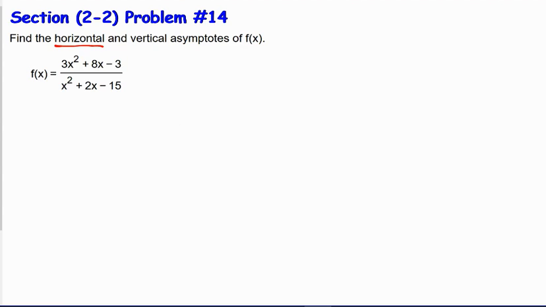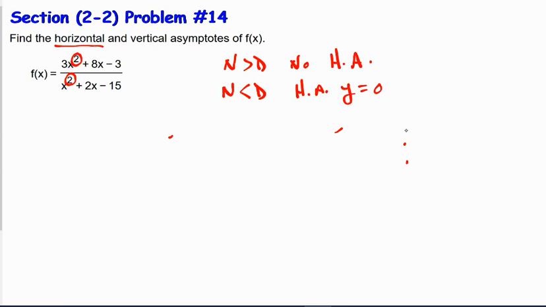We had a set of rules that said look for the highest exponent term in the numerator and the denominator. If the numerator is greater than the denominator, then there is no horizontal asymptote. If the numerator is less than the denominator, then there is a horizontal asymptote at y equals 0. And if the numerator and the denominator had equal degrees, then the horizontal asymptote is equal to the ratio of the lead coefficients.